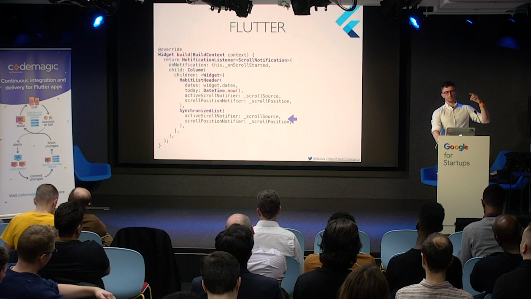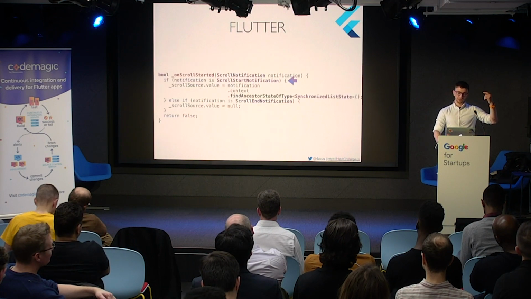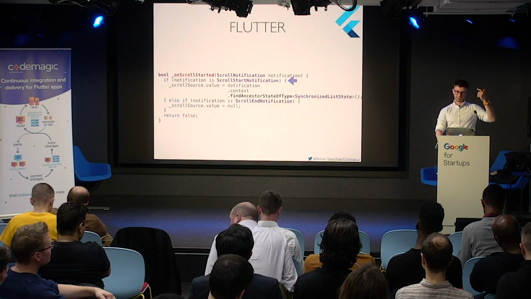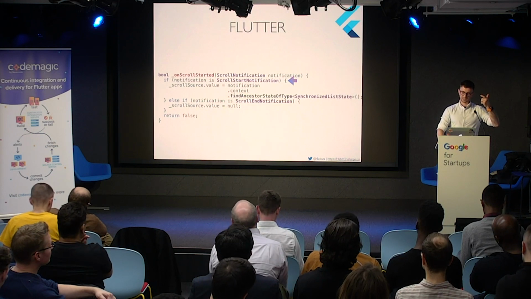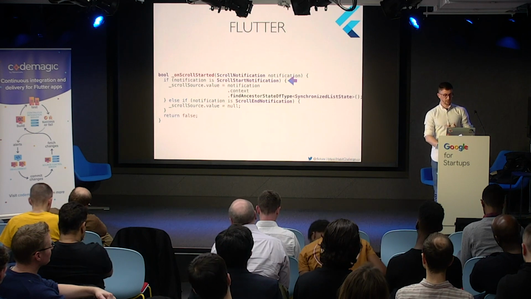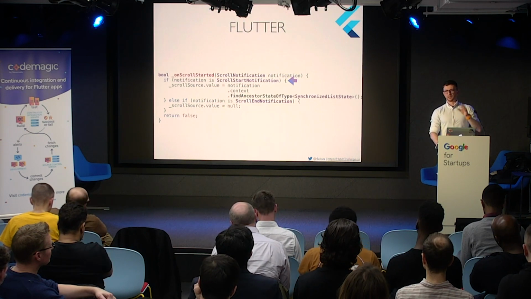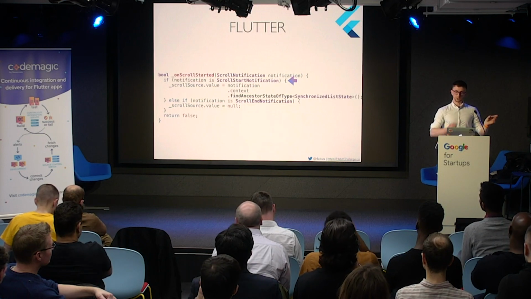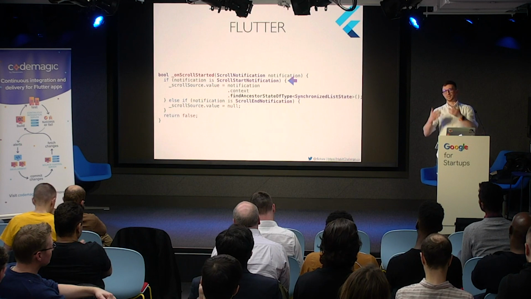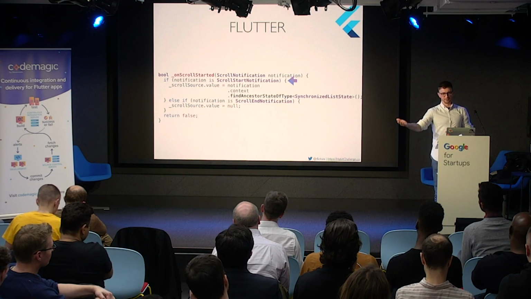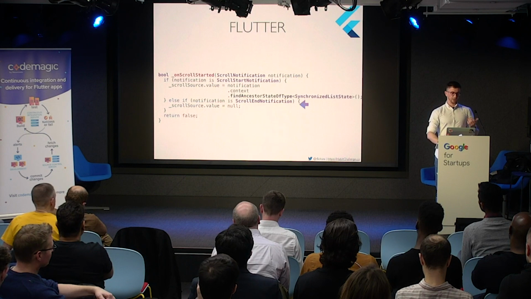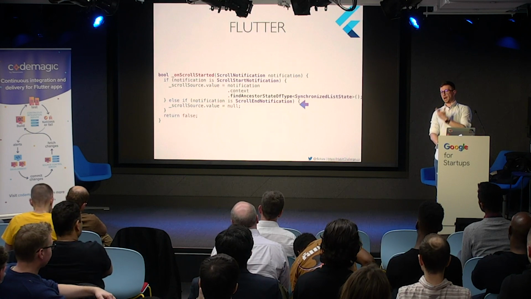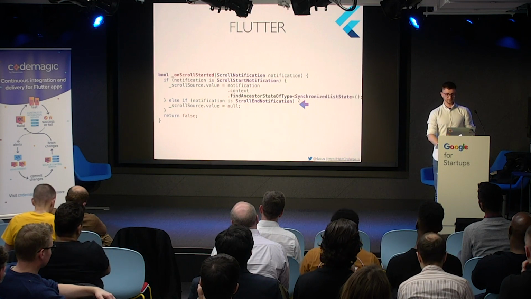And in this parent widget, on scroll started, we are checking if the event is a scroll start notification. If it is, we are adding the synchronized list state to the scroll source notifier, which means this is active. This list will be sending the events to all the others. If it's a scroll end notification, then we're setting the value to null to indicate that there is no scrolling.